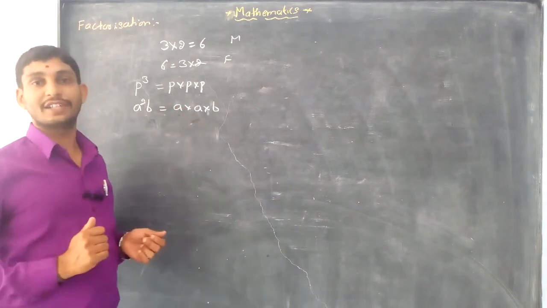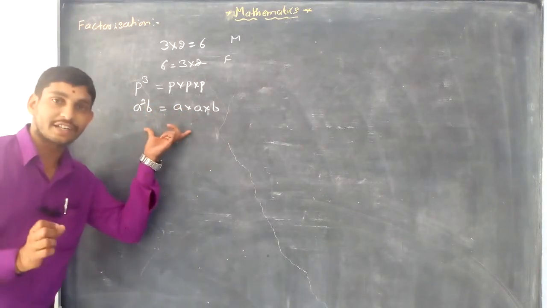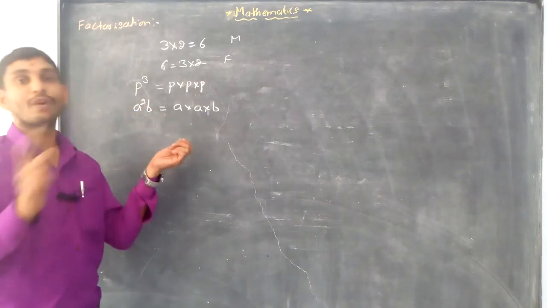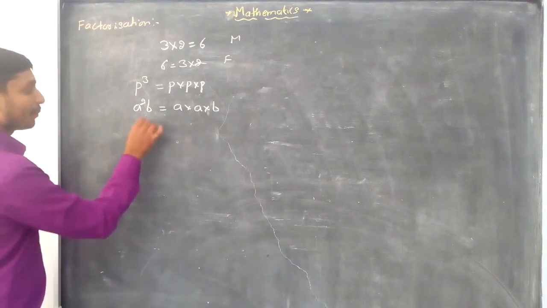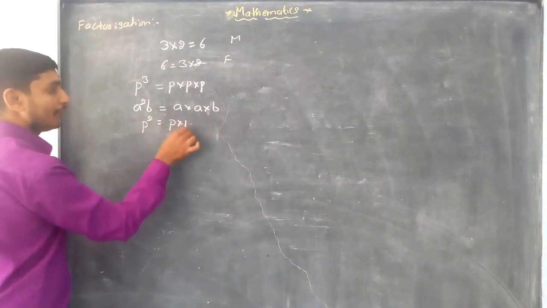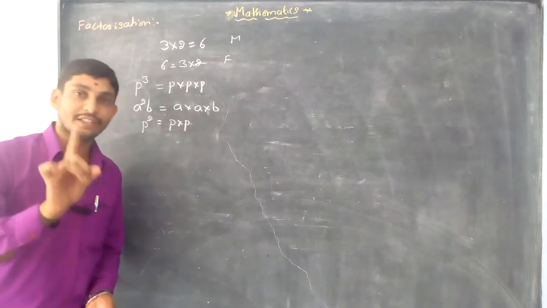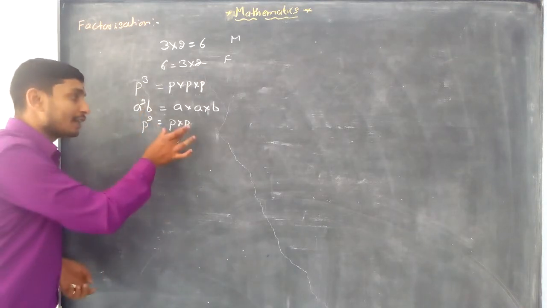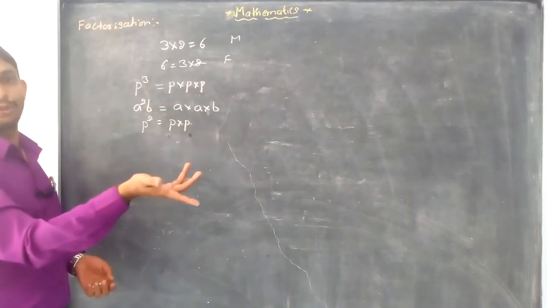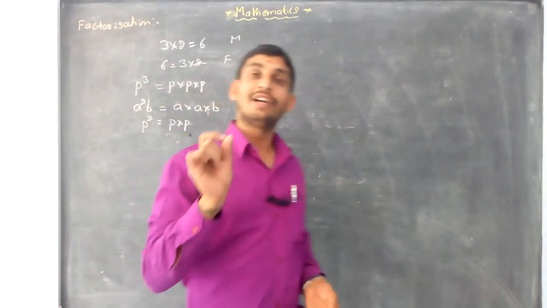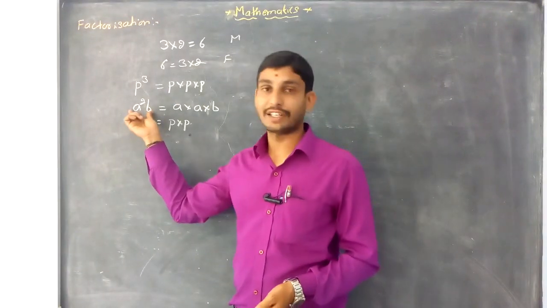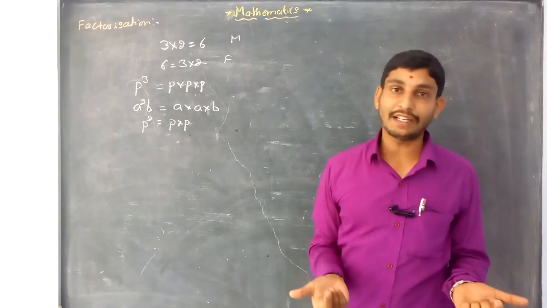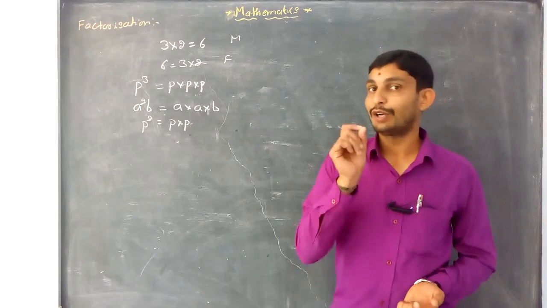So what is factorization? Yes, factorization is just this: writing an algebraic expression as product of two or more algebraic expressions. See, if you take the example of p square, writing p square equals p into p is called factorization. Again, writing an algebraic expression as product of two or more than two algebraic expressions is called factorization. If you write an algebraic expression as a product of algebraic expressions, that process is called factorization. Hope you understood what is factorization.